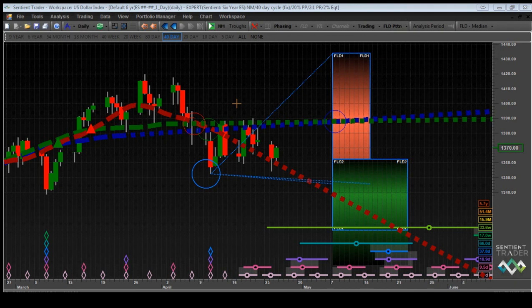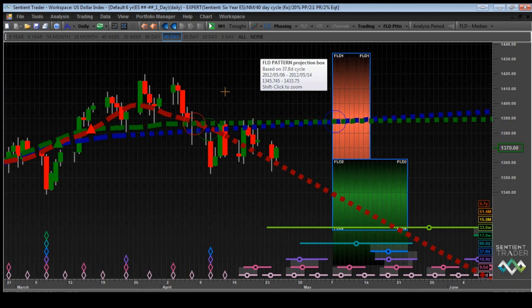The half-span moving average is there in Sentient Trader for those of you who enjoyed reading about it in the Profit Magic of Stock Transaction Timing book. But there isn't only a half-span moving average. There's also a one-third span and a two-third span moving average. And when those moving averages cross, they generate projections. Those projections are called refined FLD projections in Sentient Trader.